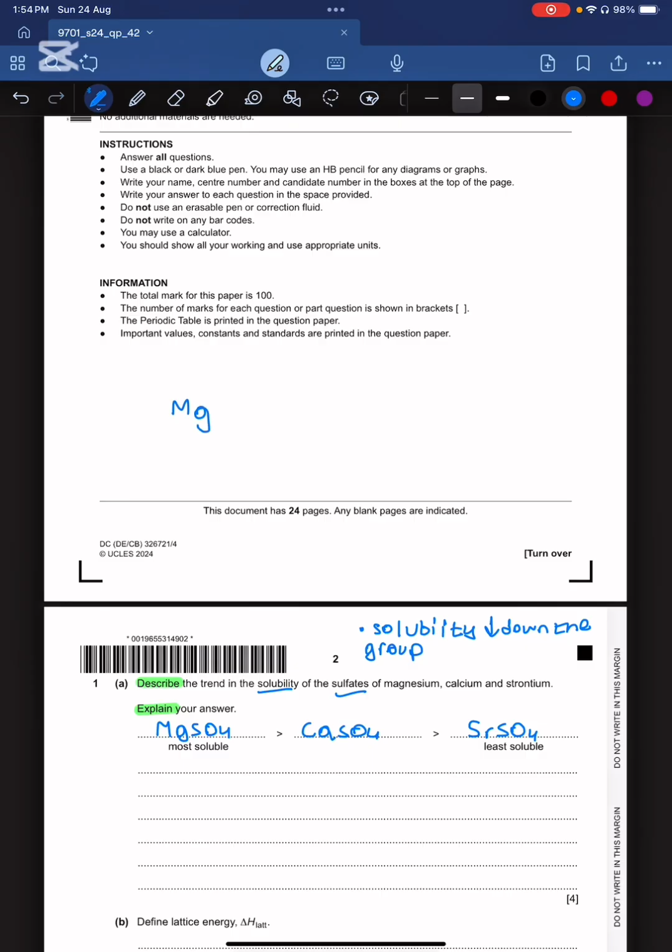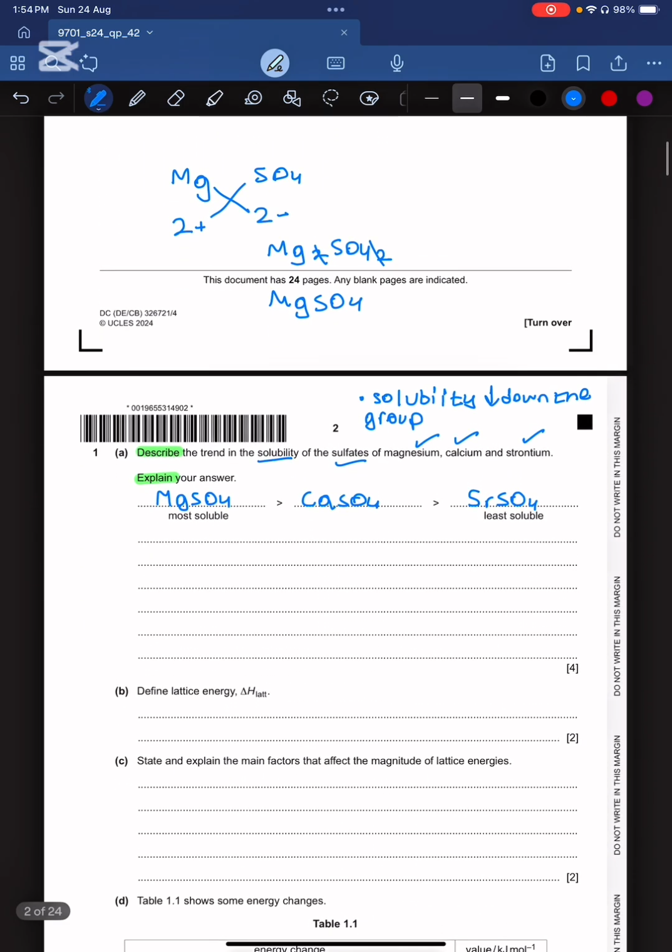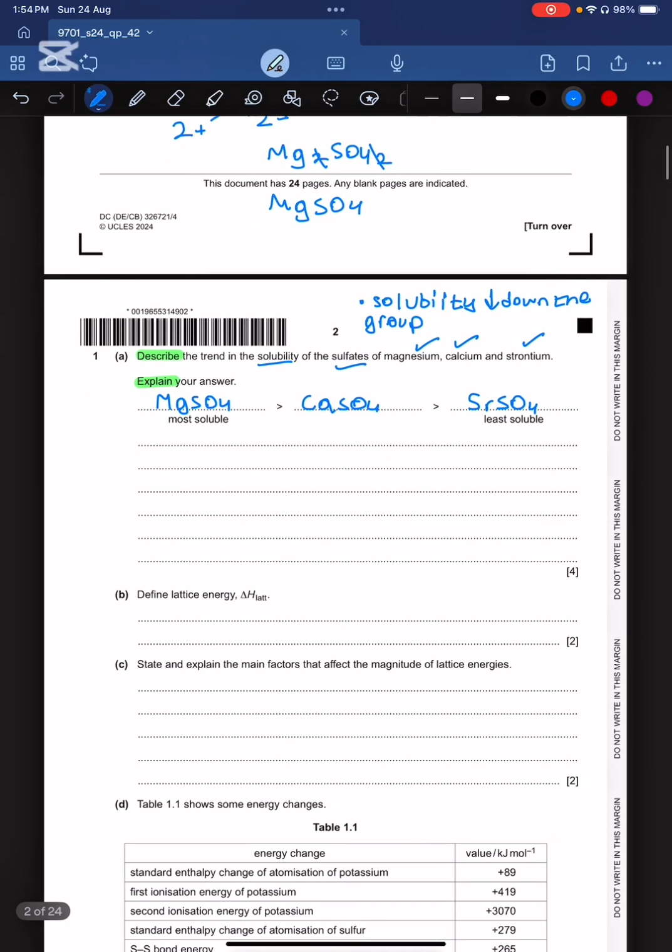Therefore, I will write Mg here, SO4 here. Mg typically exists as a 2 plus ion, and SO4 is a sulfate ion which exists as a 2 minus ion. When I crisscross, this becomes Mg2SO42. I can just simplify it to make it MgSO4. The same case is with calcium as well as strontium. Now I know the chemical formula, I know the solubility, and I know the trend. I've written that. Now, let's just first write the trend.